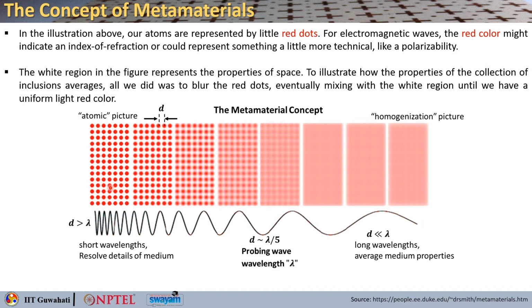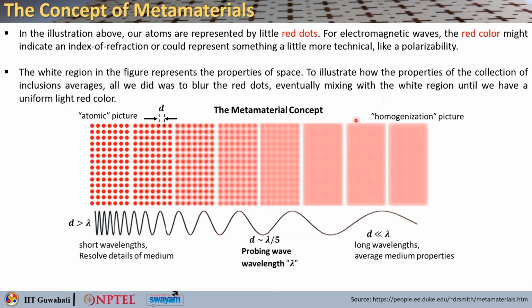So, to illustrate how the property of the collection of these inclusions gets averaged out, what we have done here is to just blur those red dots, okay, and then eventually you are getting it mixed with the background which is white, until you get a uniform light red color.